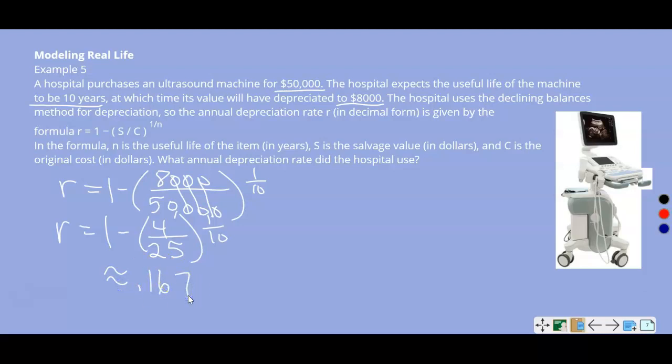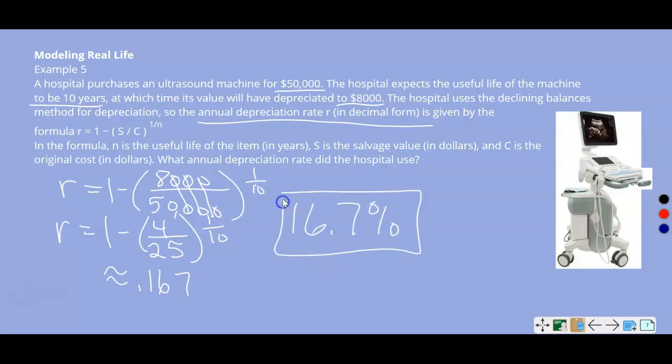So it says the annual depreciation rate in decimal form is given. Then it says, what annual depreciation rate did the hospital use? So we can say this is about 16.7%. All right, so the annual depreciation rate is about 0.167. As a percent, that would be 16.7%.